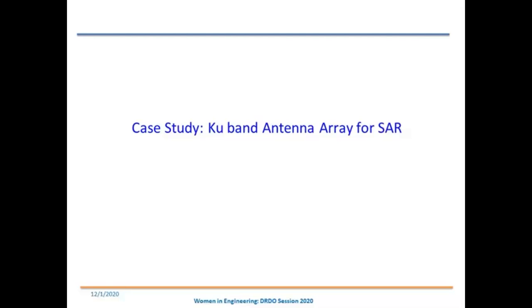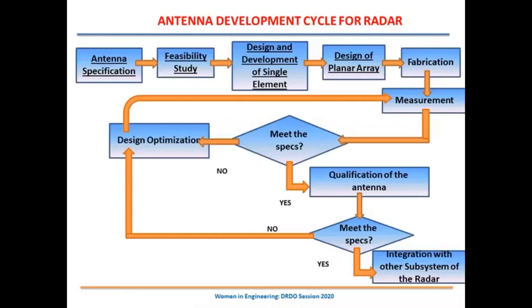So this Ku band, and I would like to tell the audience what the antenna development cycle is for any radar. Especially this is for the array type of antenna. We are given the antenna specification, which is derived from the radar range equation.